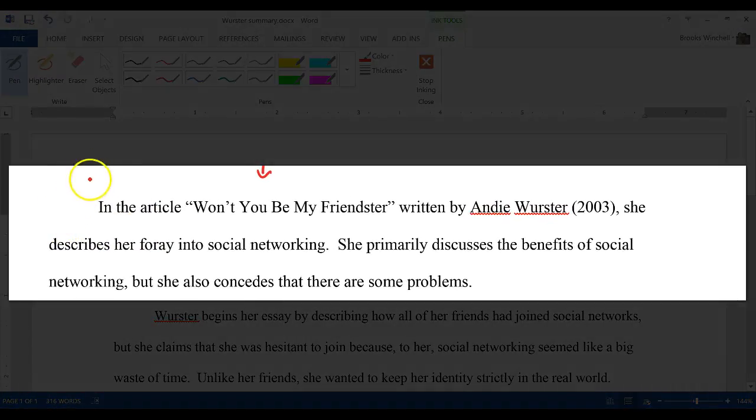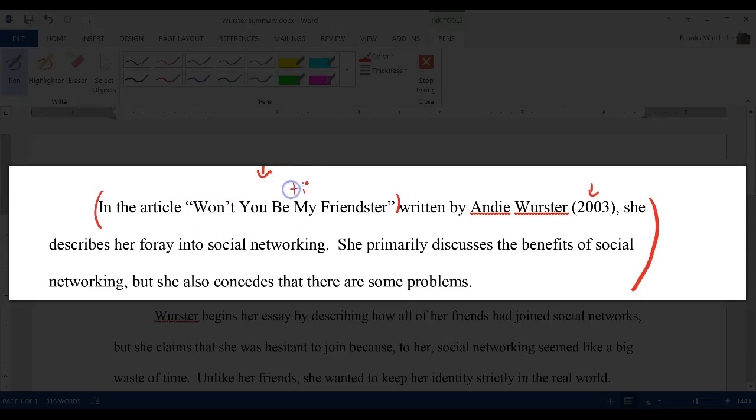So she starts her summary off like this. In the article Won't You Be My Friendster, written by Andy Worster, 2003, that's APA style, which we'll talk about in 2 lessons, she describes her foray into social networking. She primarily discusses the benefits of social networking, but she also concedes that there are some problems. So this is a really nice way to begin. It's just a 2-sentence paragraph, which can be fine, but she does the most important things for a summary.